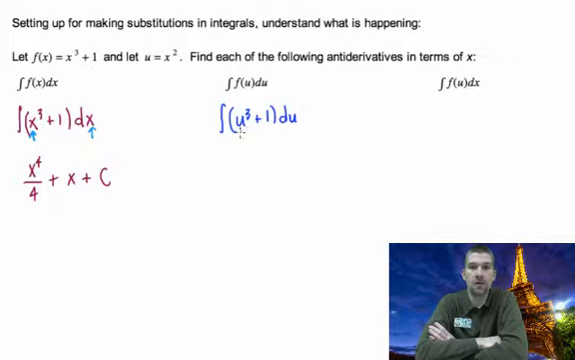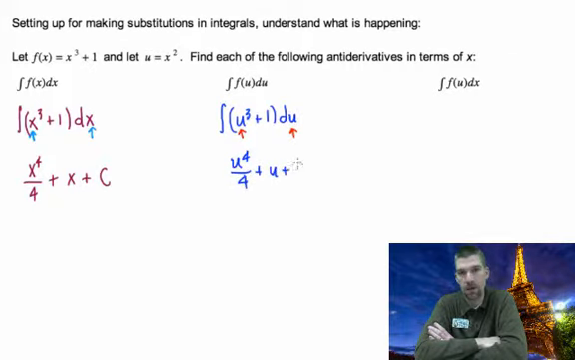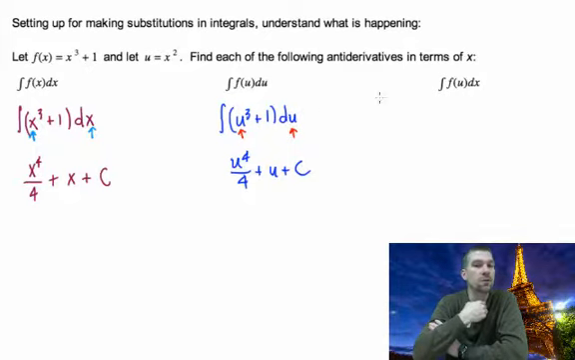Now, again, the u's match. So since it's u cubed and du at the end, I can go ahead and integrate. This isn't a problem. And I just follow all the integration rules from that slide we just saw. So in this case, I'm going to add 1 to the exponent and divide by the new exponent. So it's going to be u to the 4th over 4 plus u plus c. All right? So these first two are identical. The only thing different is the variable on the inside. That's it.